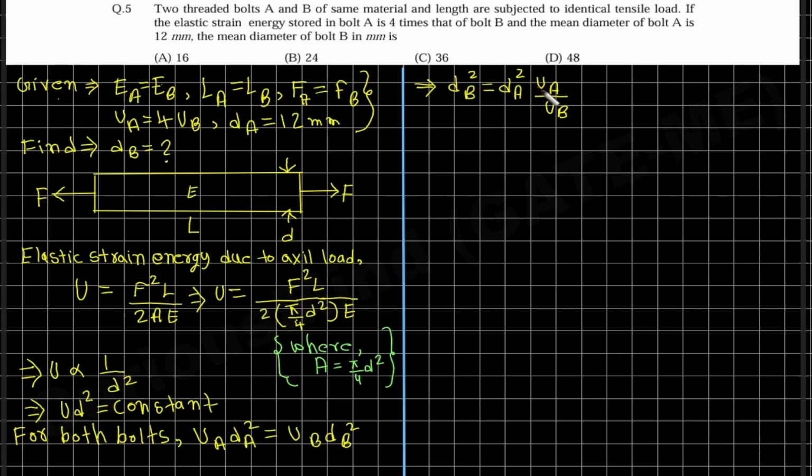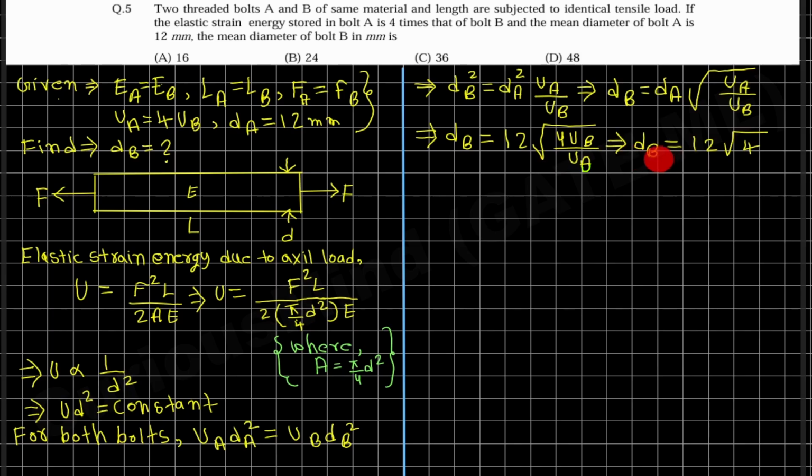Now applying the square root on both the sides, we get the expression of dB is equal to this. Now we would plug in the value of dA and the value of UA, which is equal to 4 times UB. So we have it. Now we would simplify it. There we have it. The value of dB is equal to 12 times square root 4.